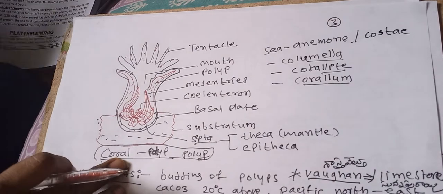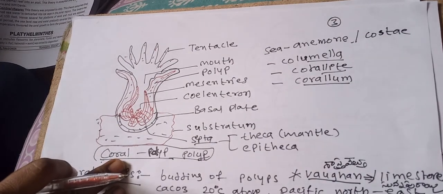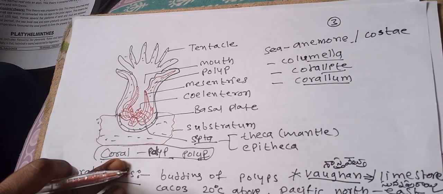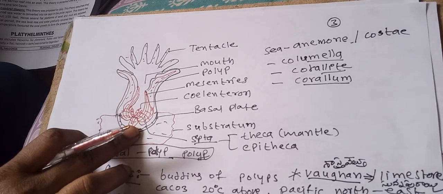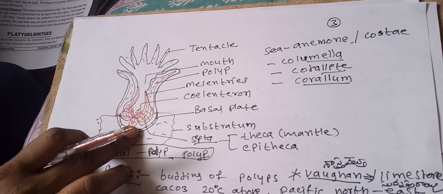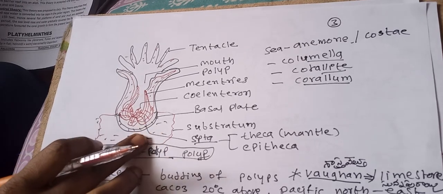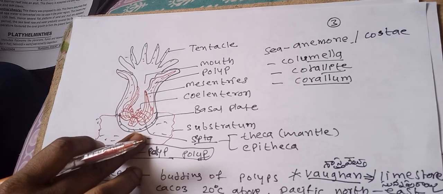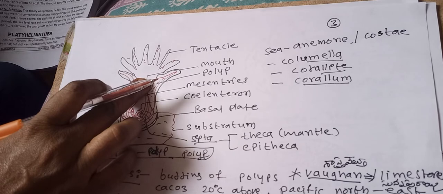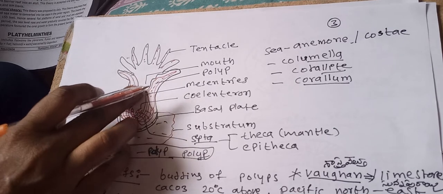Coral polyp. The coral is produced by coral polyps. A coral polyp is similar to a sea anemone. Very important, similar to sea anemone. The coral polyps are solitary or colonial form. The coral polyp has a mouth and tentacles, stomodeum and mesenteries are there.